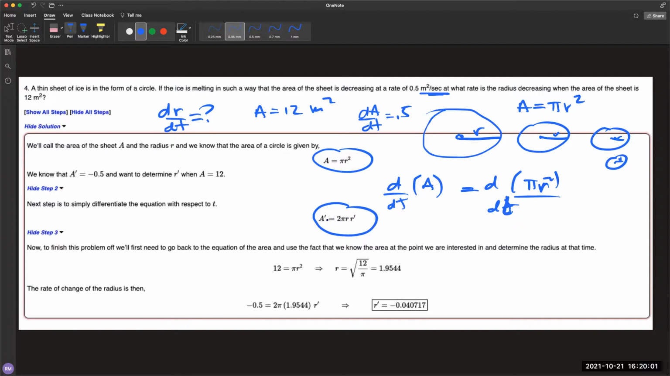And so once you have that, you end up with A prime equals 2 pi r r prime. And then I think we have all the values. We have 12. We're looking for r prime in this case. We have to solve for r when area is 12, and you can see we get that. And then if we wanted to solve for r prime, we could. Here in this example, we didn't, but r prime is equal to A prime over 2 pi r, and we can just substitute. And now you have your rate. And it's negative in this case because the radius, remember, is decreasing.